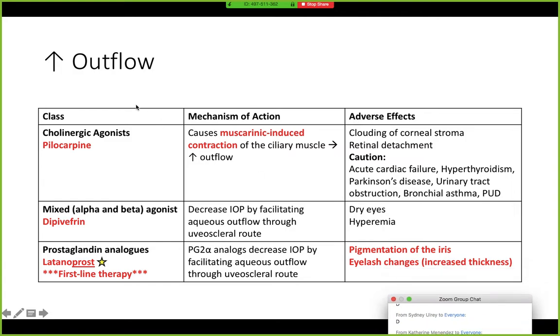All right, so for our drugs that increase outflow, the first one is pilocarpine, and it causes muscarinic-induced contraction. I think Dr. Babos spent a lot of time on pilocarpine.